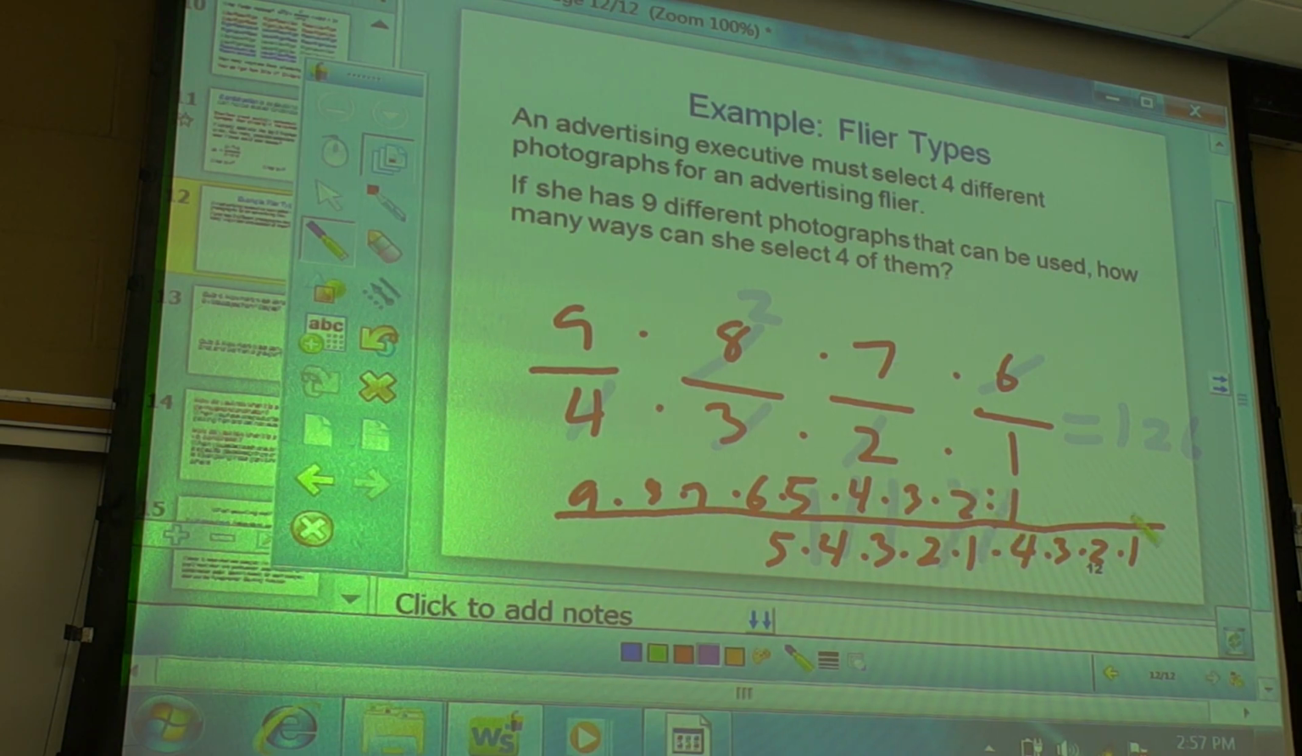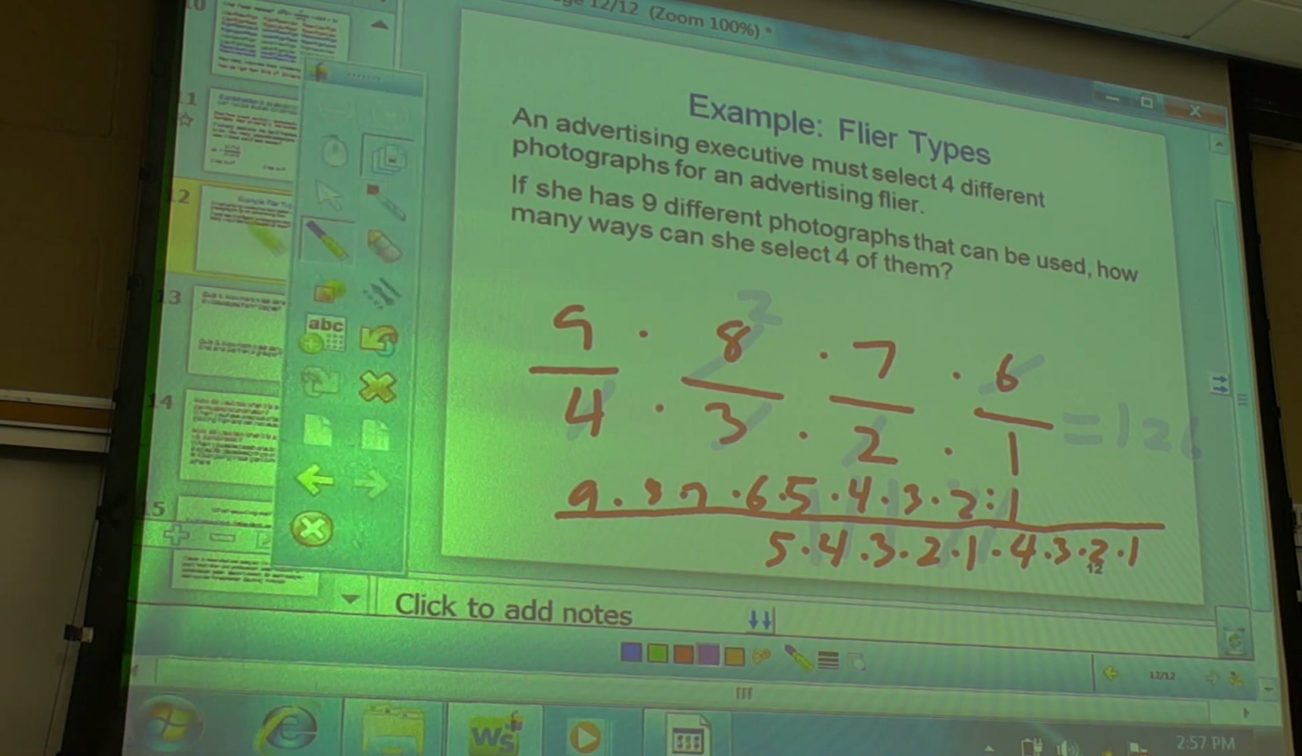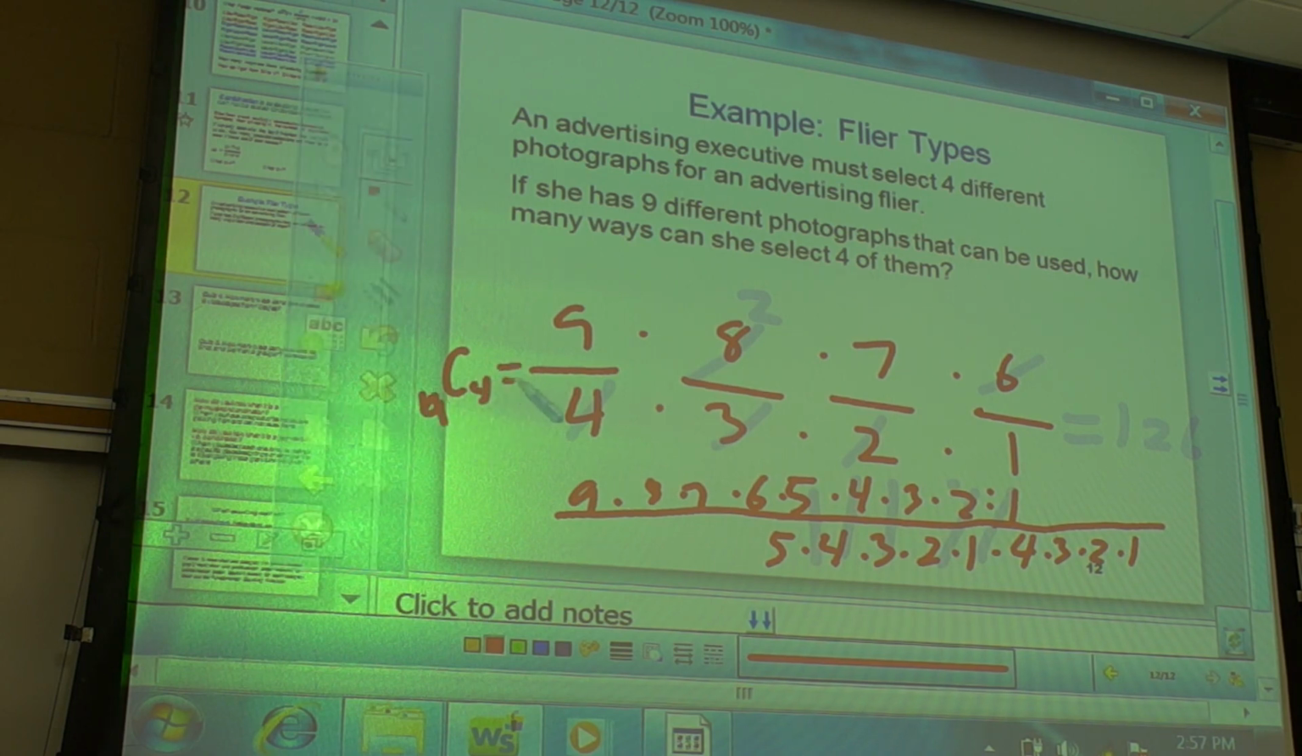Thank you. I'm just confused on that part, because I thought NPR was you start with N and then multiply down. Yep, this is NCR. You're right, that one is NPR, this is NCR. 9C4.